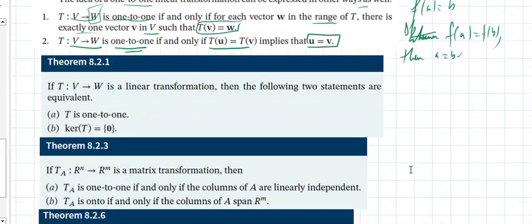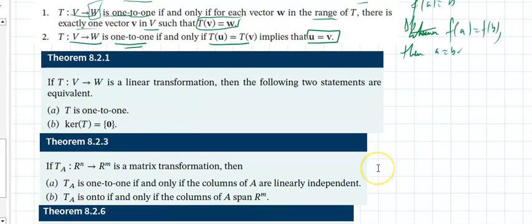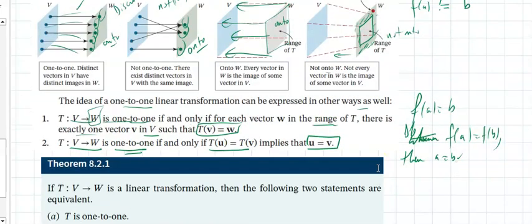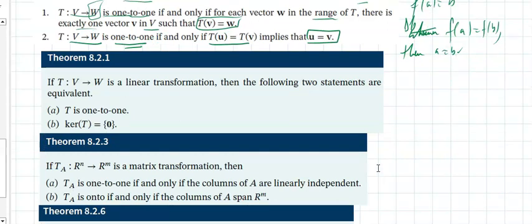So one-to-one seems to be simple compared to onto, but we have a couple of theorems that make the onto relation easier to check. If T is a linear transformation from V to W, then the following two statements are true. T is one-to-one if and only if the kernel of T equals 0. If the kernel of the transformation equals 0, then it is one-to-one. That's what that means.